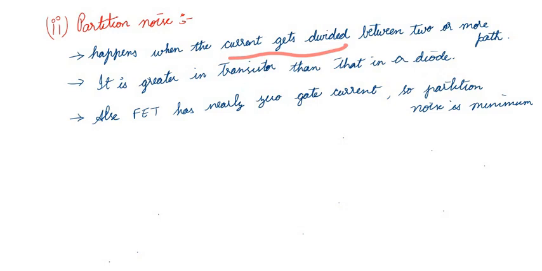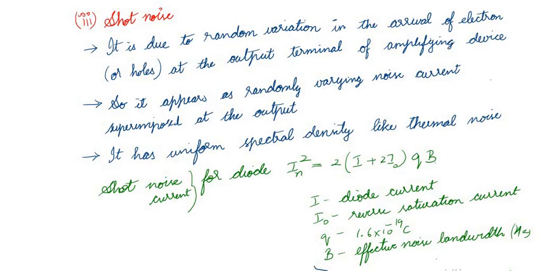Then take the field effect transistor, which has 3 terminals: source, drain and gate. But the gate current is very, very small because the gate impedance is very high. Moreover, it is reverse biased. So the gate current is very small, which means there won't be much partition noise. Partition noise is minimum in a FET. Whenever the division of current is very small, the partition noise is very less. That's the point.